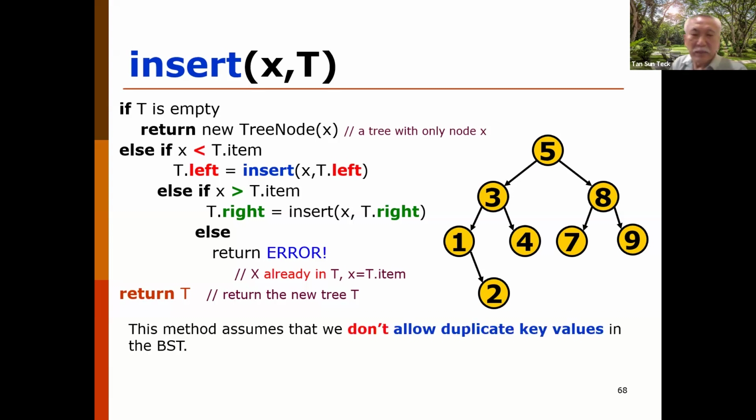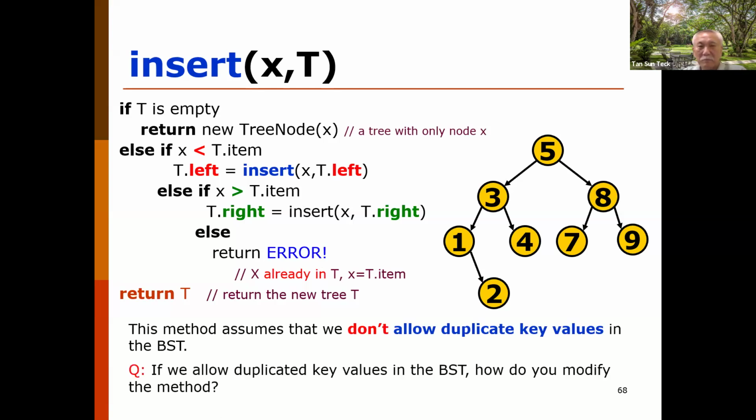Right, so you say that this method assumes that we don't allow duplicate keys inside there. That's why we have the smaller than and greater than. We didn't have the equal signs. So in this case, this pseudocode does not consider everything possible. It just gives you the unique key values in the BST.